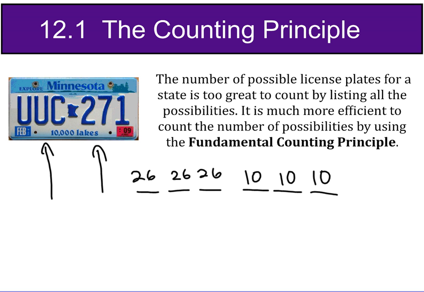The fundamental counting principle says that to figure out how many different possible ways there are to do that, you are going to multiply all those numbers together. That will give you the total number of possibilities of license plates. So now that's 1,757,600. So that's about 17.5 million possibilities.